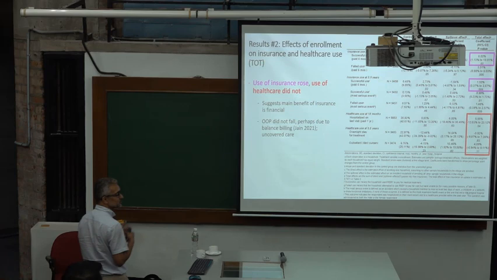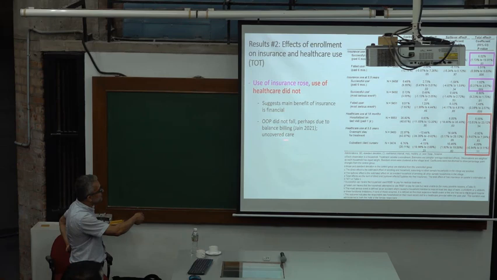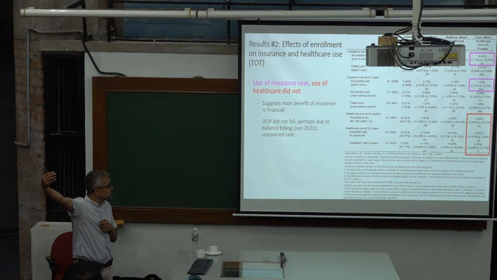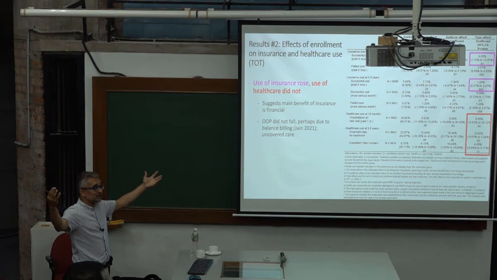Okay? By the way, we try to directly measure out-of-pocket payments, thinking that if you switch, you should see a decrease in out-of-pocket payments. We do not see that it falls. One possible explanation, which is the work done by Radhika Jain, I think in her job market paper, is that maybe there's balance billing going on, and so there's actually an increase in out-of-pocket payments within this group.